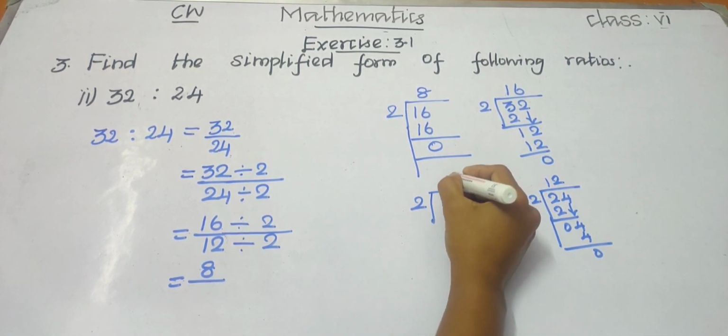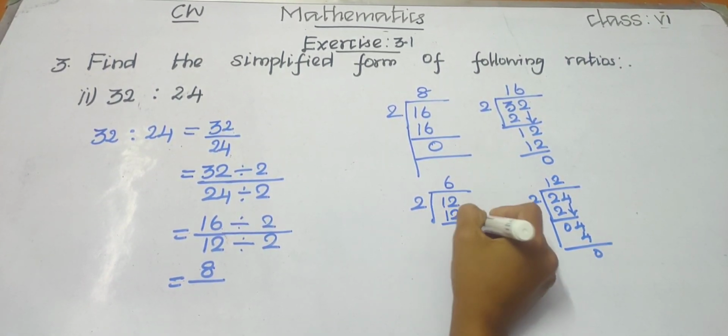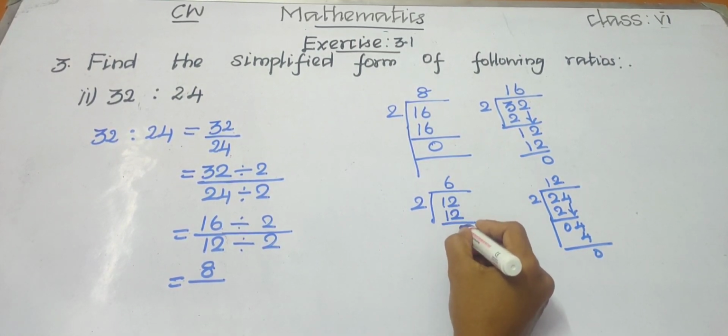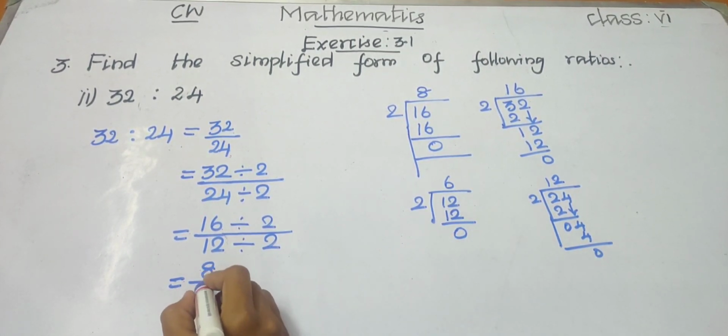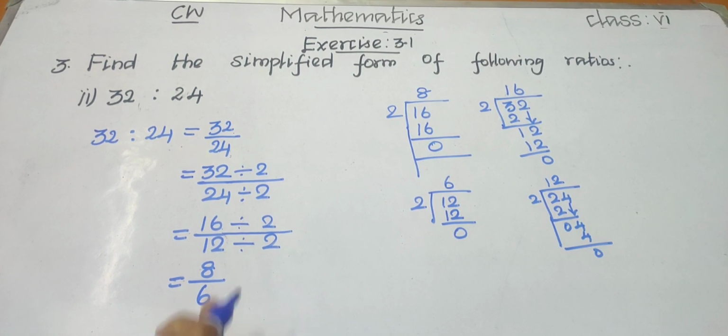So write 6. 6 2s are 12. Now 12 minus 12, what will you get? 0. So we got 6 here. So 8 by 6. Now check, can we make this again in simplest form?